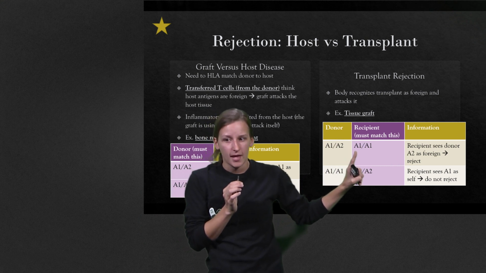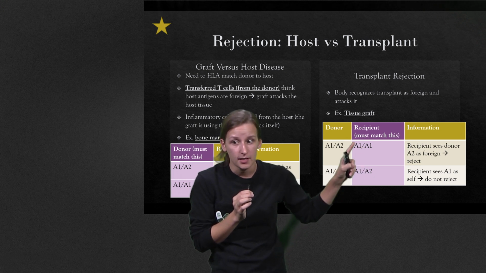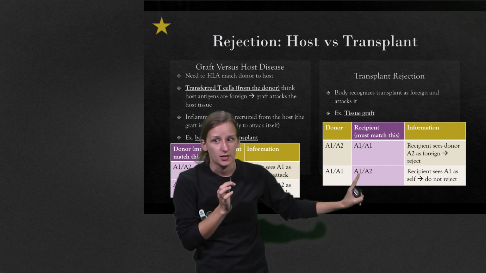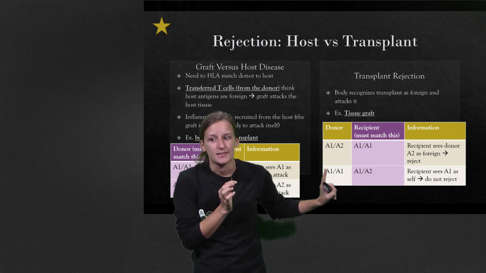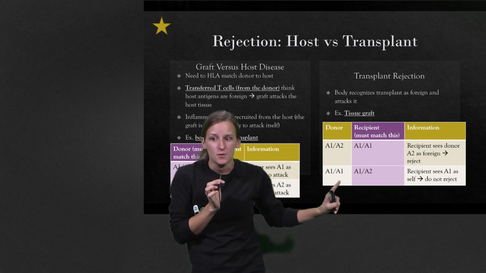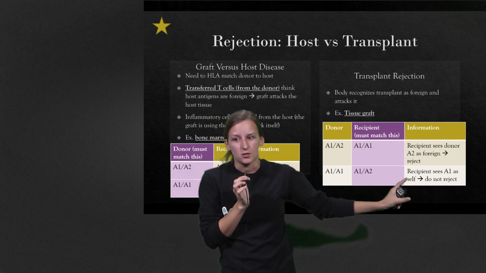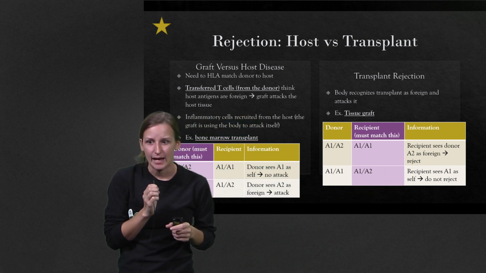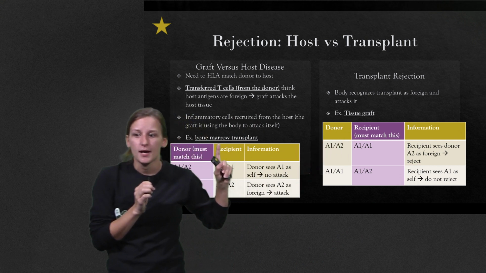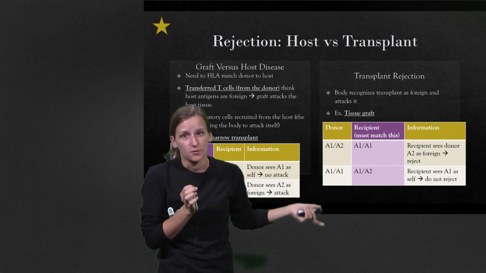So here we have A1. A2 here is going to be recognized as foreign because it's not part of this A1, so we're going to reject it. Versus if we have a heterogeneous mixture here, it's going to see A1 as normal or self. And then, like I said earlier, if you do A2, it's still going to see it as okay because we have an A2 here to cover it. So it's not going to reject it. The best way I remember it is to ask, is it a bone marrow transplant or is it a tissue graft? If it's bone marrow, I care about it matching the donor. If it's a tissue graft, I care about it matching the recipient.